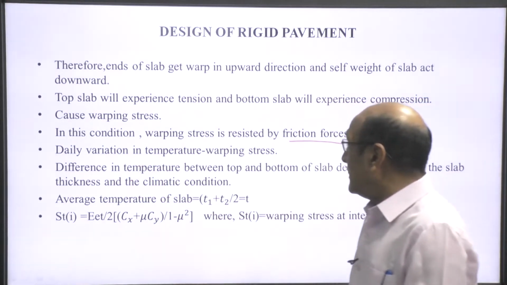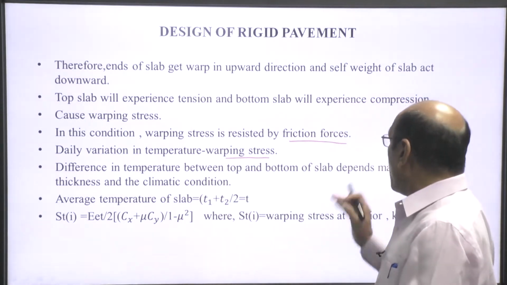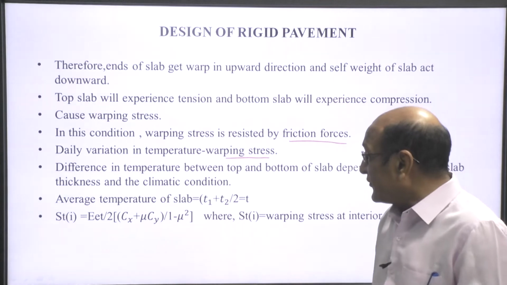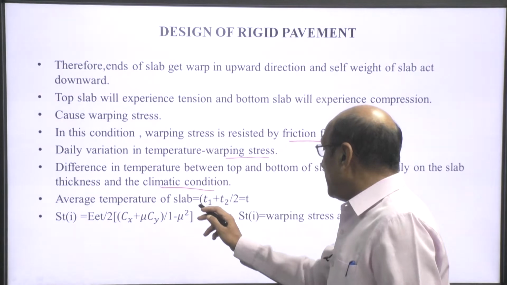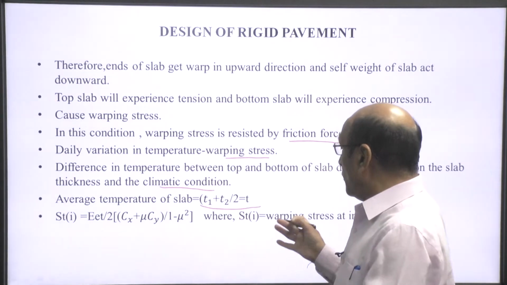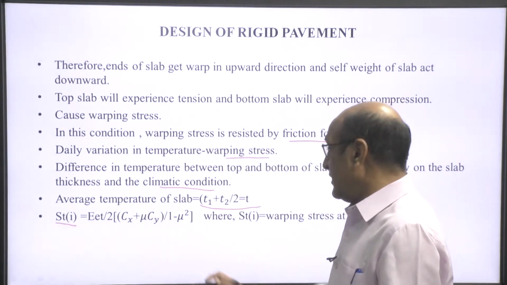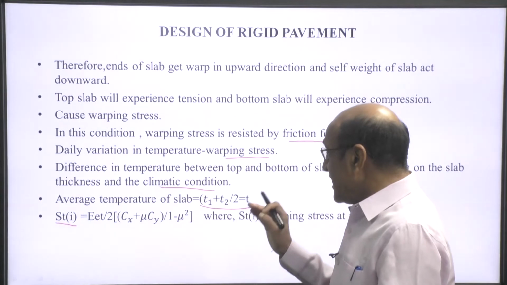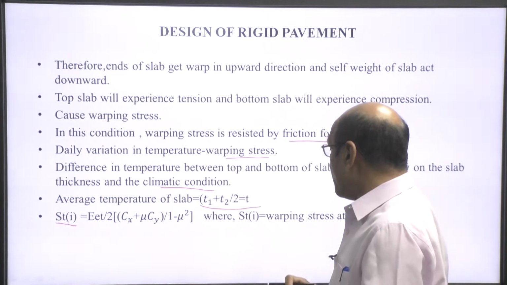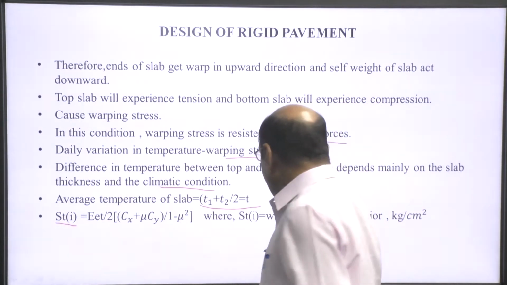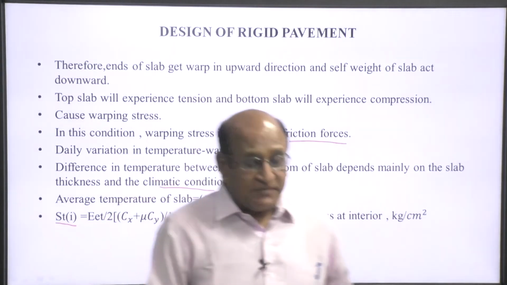In daily variation in the temperature, the warping stress, that is the difference in temperature between top and bottom slab, depends mainly on the slab thickness and the climatic condition. So, the average thickness of the slab will be T1 plus T2 divided by 2, that is T. So, the interior stress will be S_TI = E e t divided by 2 times (Cx plus mu Cy) divided by (1 minus mu square), where S_TI is the warping stress at the interior in kg per centimeter square.